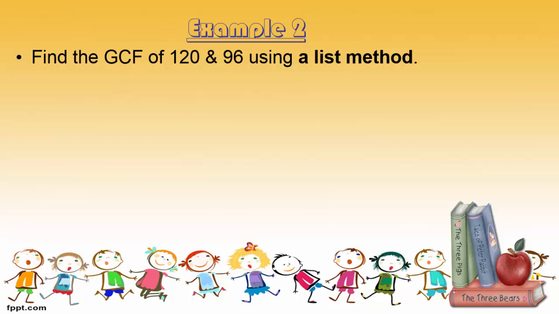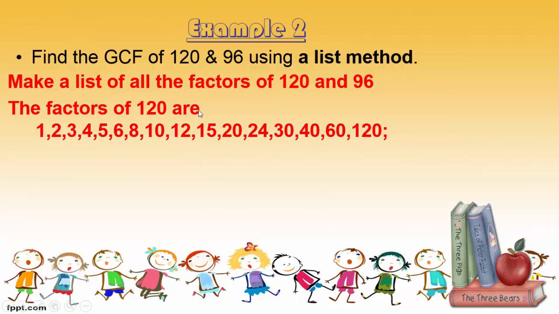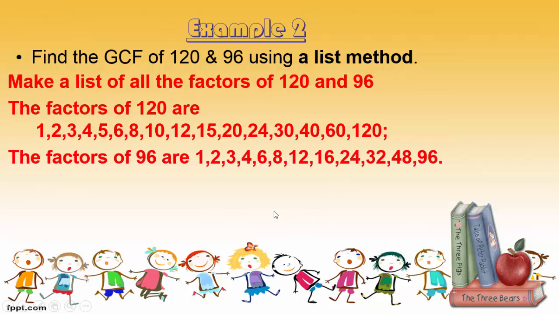In example number 2, we're asked to find the greatest common factor of 120 and 96 using the list method. This means we're going to make a list of all the factors of 120 and 96. So I list all the factors of 120 that are possible: 1, 2, 3, 4, 5, 6, 8, 10, 12, 15, 20, 24, 30, 40, 60, and 120. And I do the same for 96: 1, 2, 3, 4, 6, 8, 12, 16, 24, 32, 48, 96.